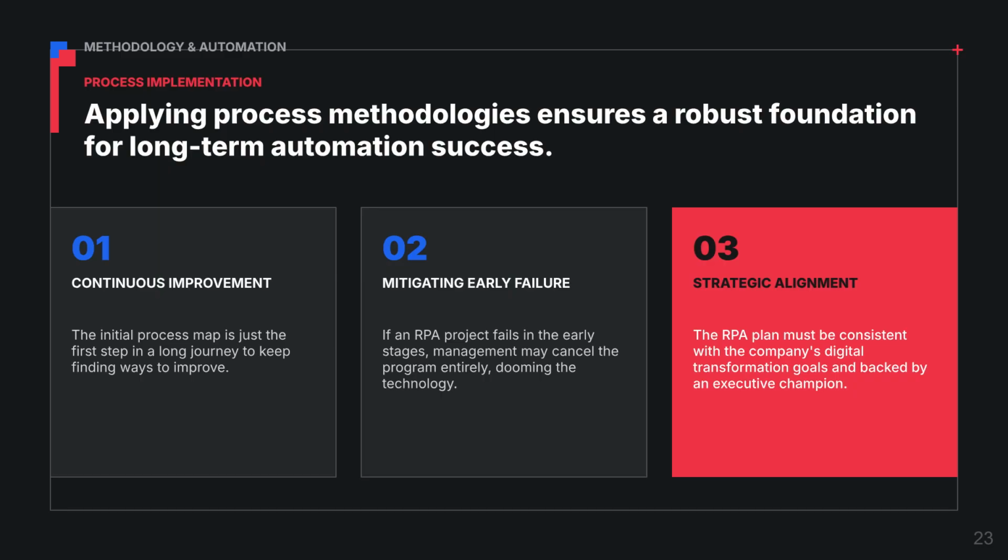Ultimately, successful RPA is achieved when automation, continuous improvement, and business strategy work together. This integrated approach enables organizations to build scalable, sustainable automation programs that continue delivering value as business needs evolve.